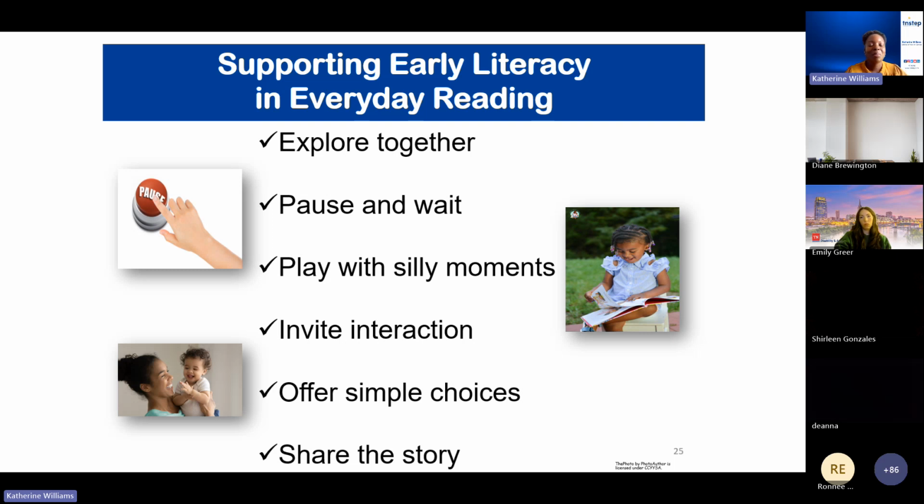And being silly within those moments, honestly, the sillier, the better. And then one of my favorites is offering simple choices. So that can be from asking them, do you want to read the cat book or the dog book? Or do you think we should turn the page, or you want to read this page again? This is inviting them to respond to you and respond to your questions, and also helps to bring them even more into that interaction. So then eventually maybe they will start to initiate those interactions as well.